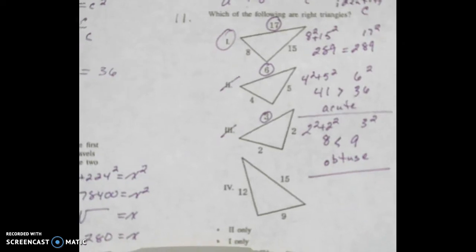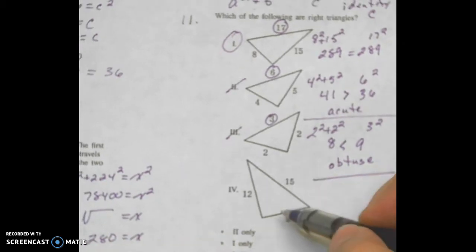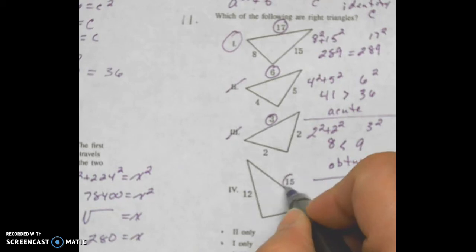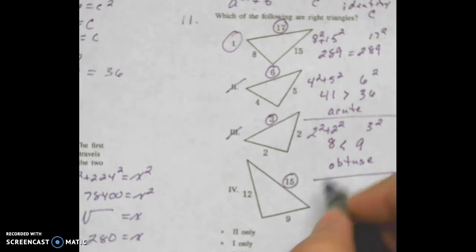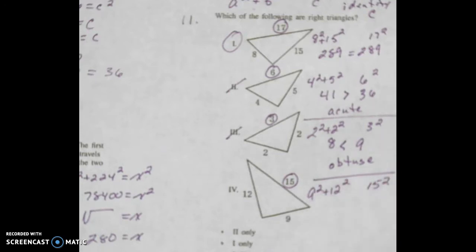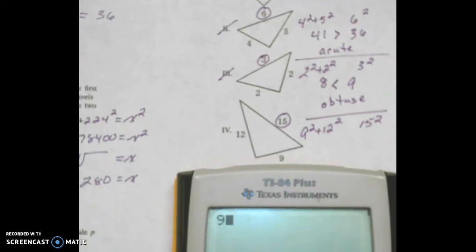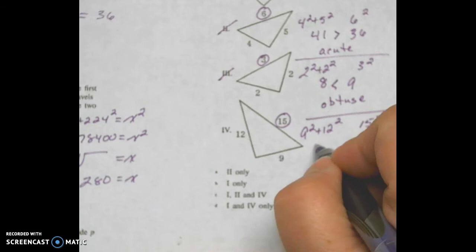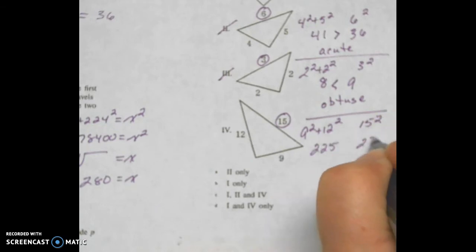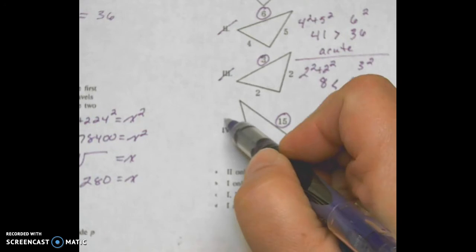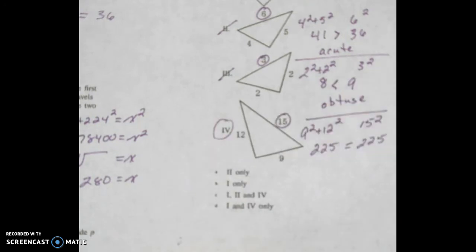And the last answer choice number 4, I've got a 9, 12, 15. 15 is the biggest number. So again, I'm comparing the 9 squared plus the 12 squared together to the 15 squared by itself. 9 squared plus 12 squared gives me 225. 15 squared gives me 225. Those are equal, so answer choice 4 is definitely a right triangle.